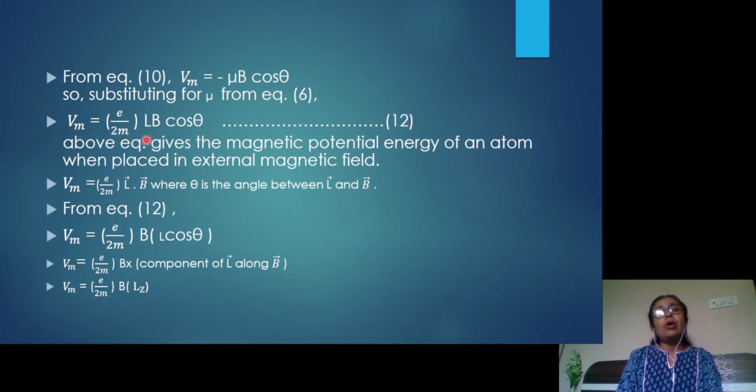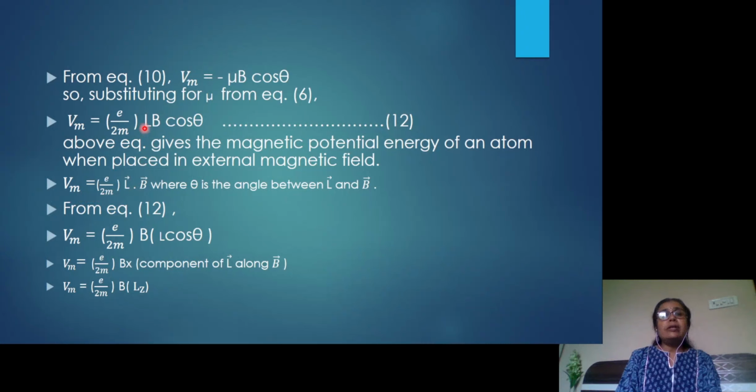So if we substitute for mu in terms of the orbital angular momentum L, then Vm is equal to e upon 2m L into B into cos theta, where theta is now the angle between the orbital angular momentum vector L bar and the applied magnetic field B bar, because mu bar and L bar both are oppositely directed. So whatever is the angle between mu bar and B bar, the same will be the angle between L bar and B bar. So we can write this equation in vector notation as the dot product Vm is equal to e upon 2m L bar dot B bar.